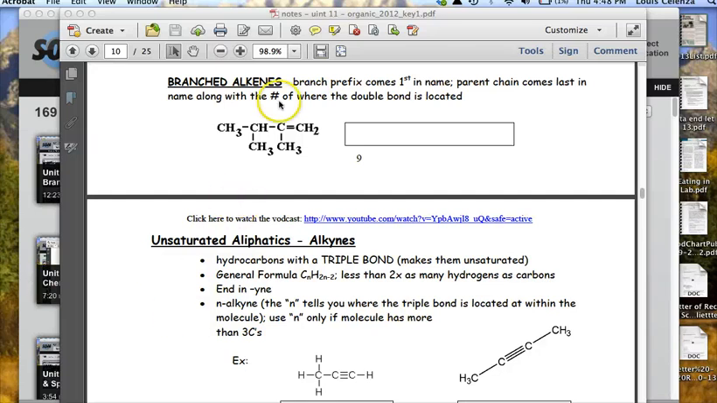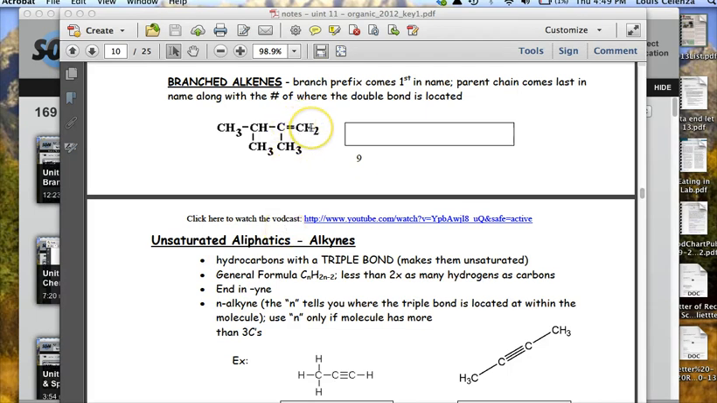So branched alkenes are similar to the alkanes. They have a branch, so you have to find the parent chain, which of course has to include the double bond. If it's 4 or more carbons, you do have to indicate where the double bond is, and then you have to name the branches just like you did before. So if you look at this one here, you're going to notice there's a double bond.